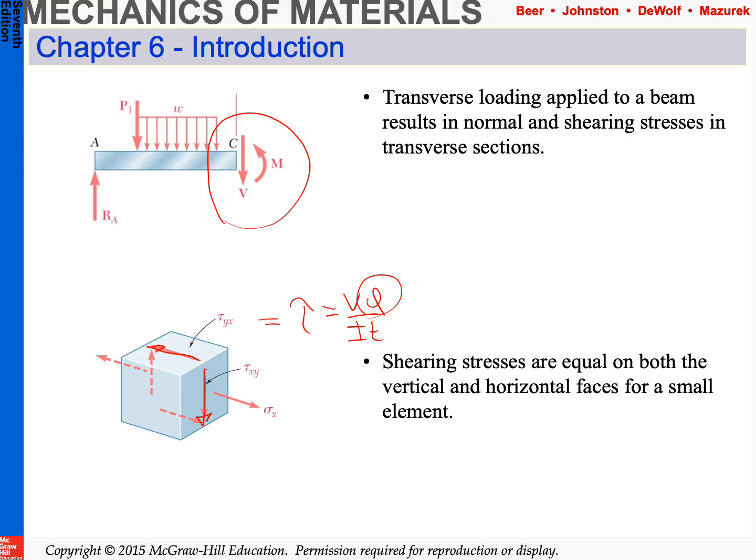So the V may be given to you. It may be found by a shear and bending moment diagram, the shear bending diagram particularly. The moment of inertia is always the moment of inertia of the entire cross section, and the t is the thickness that you're looking at for a particular case.